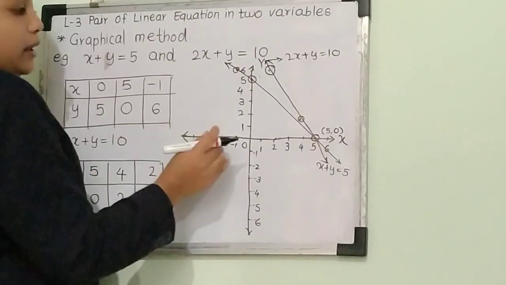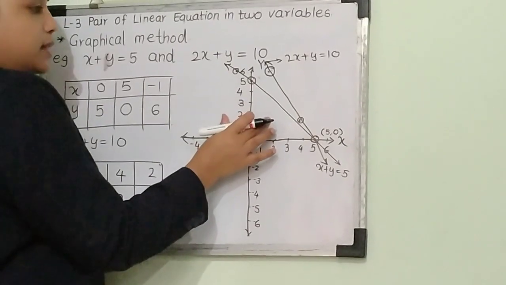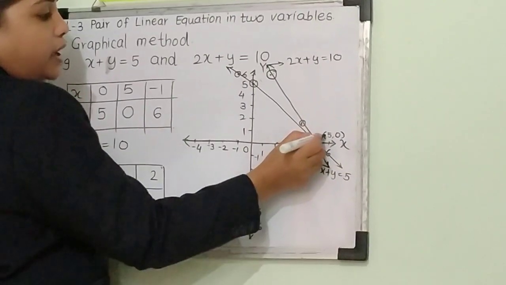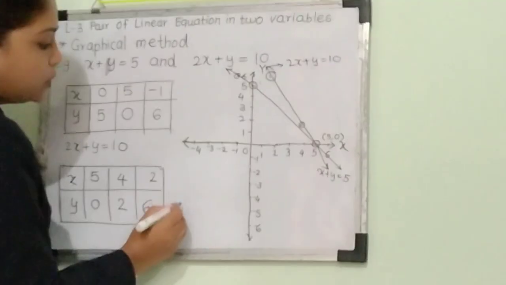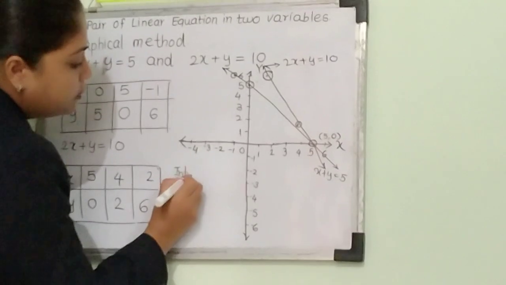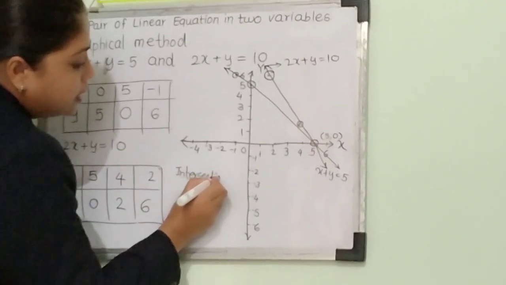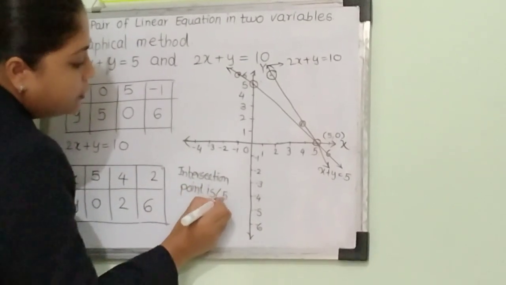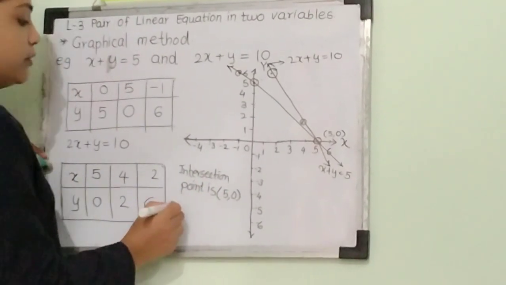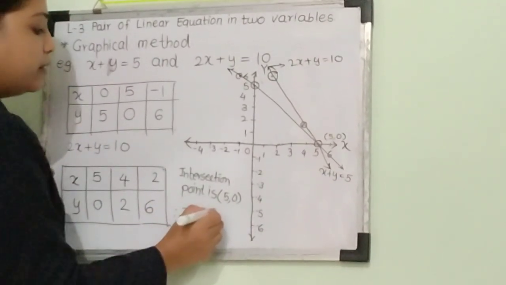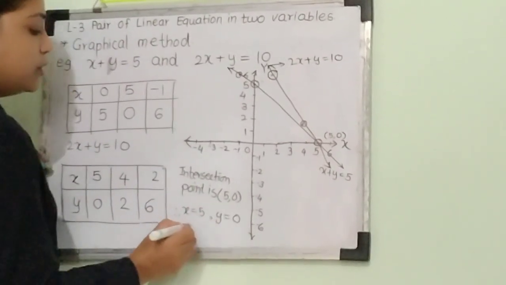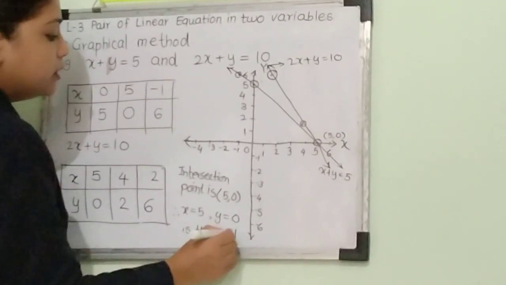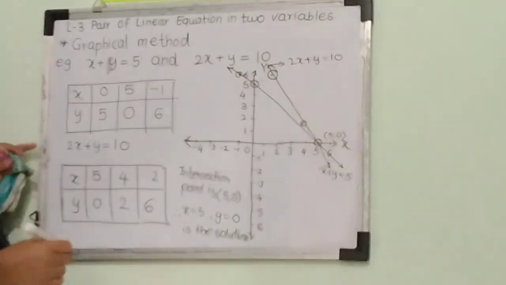Now from this graph we can see that these two lines are going to intersect at point 5, 0. So we can say that the intersection point is 5, 0. Therefore x equals to 5 and y equals to 0 is the solution of the given linear equations.